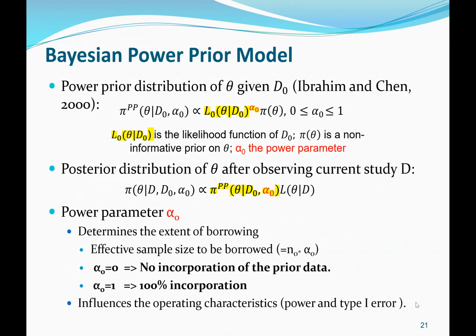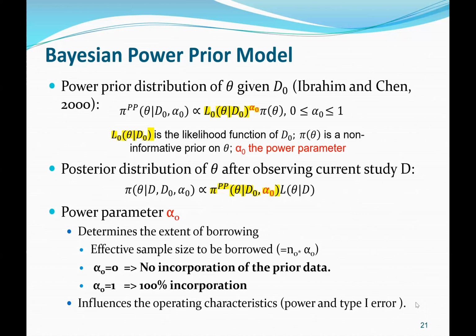So here is a very brief review of the Bayesian power prior, very simple. The power prior uses the so-called alpha zero as a discounting. That's the way to achieve the discounting. If alpha zero is fixed somewhere between 0 and 1, it determines the percentage of borrowing from the prior data. So you have L0, the likelihood of the prior data, and pi theta, a kind of non-informative prior. From these two, you derive the power prior, pi pp.